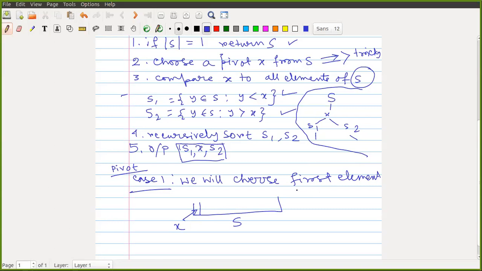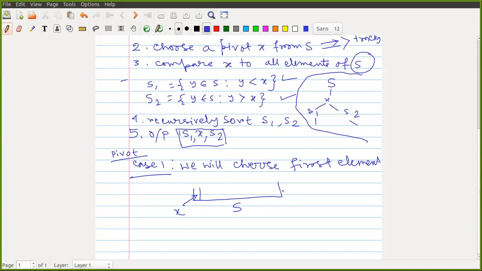Now, although this procedure is very simple, choosing the first element as a pivot, there is a small catch. Suppose you get an input that is reversely sorted. By sorted, I mean ascending order sorting, so reversely sorted is decreasing. Say it is n, n minus 1, n minus 2, n minus 3, down to 1. There are n elements. This is the S.